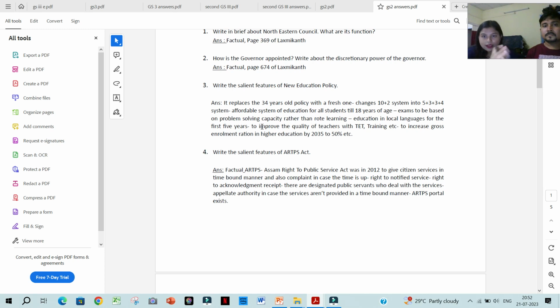The education policy has aimed to increase our employability. The word is employability: how useful we will be in the market as human resources. So the exam is to be based on problem solving capacity rather than rote learning. Those days of memorising are gone. You have to understand, and only then are you able to do something with the education you have acquired in the new system.